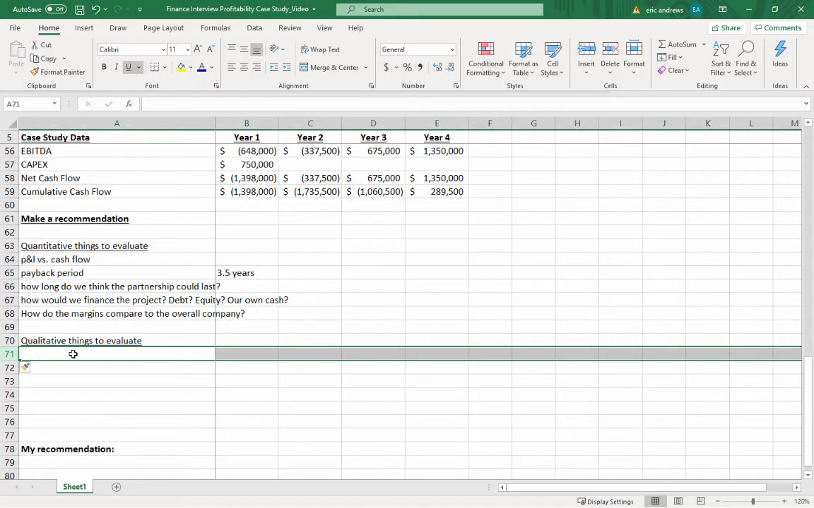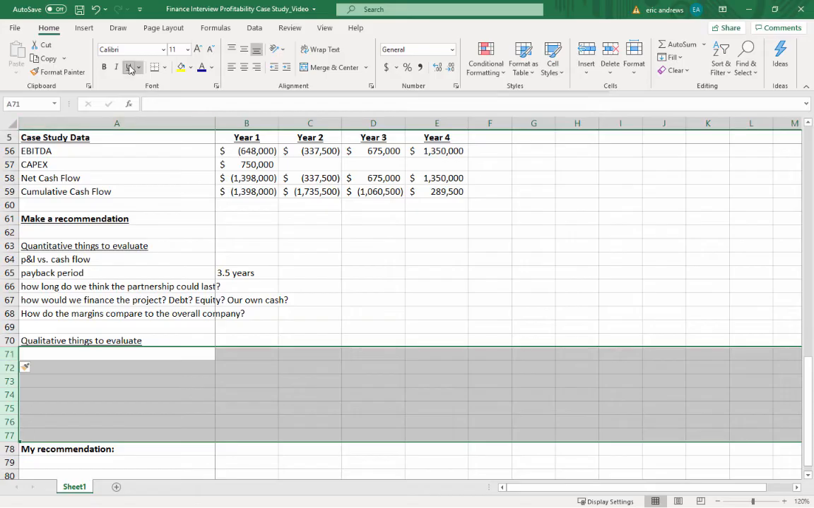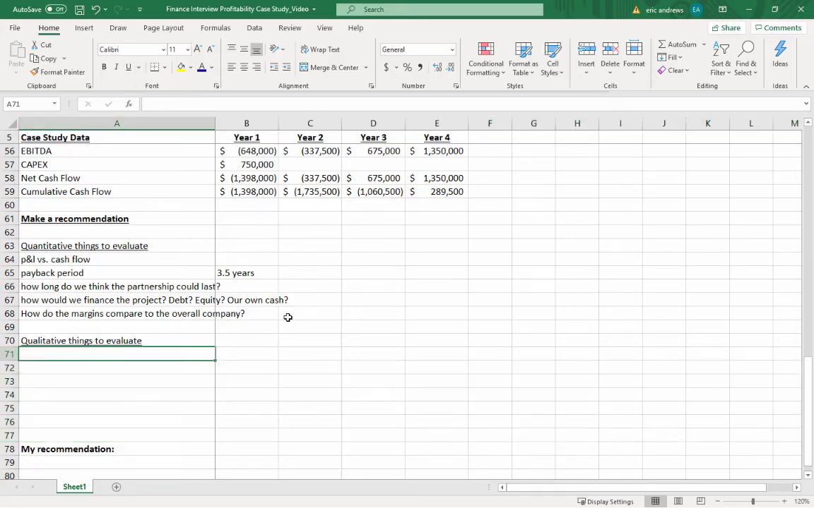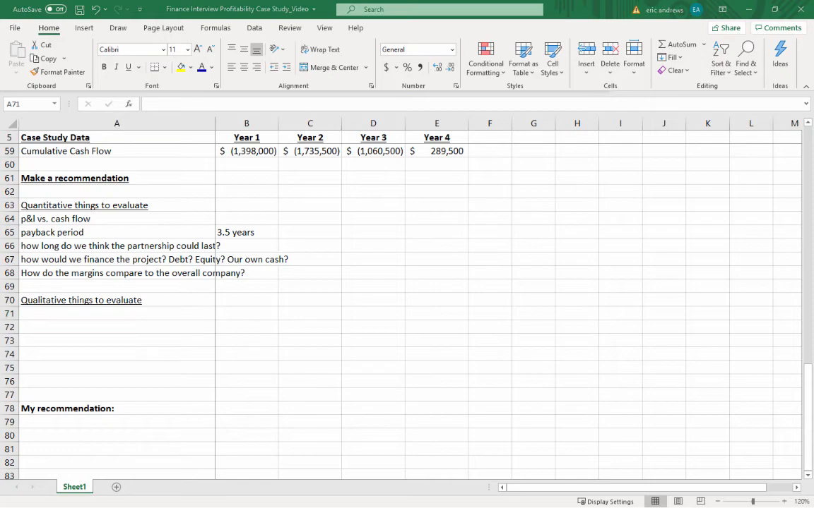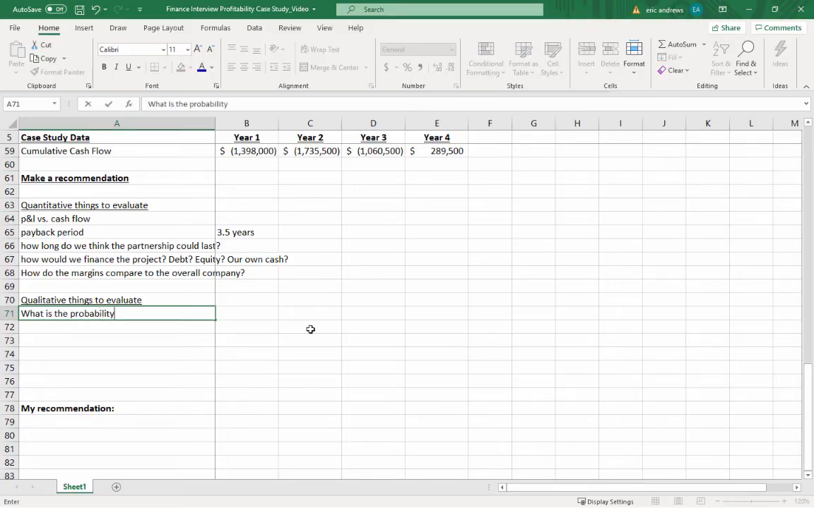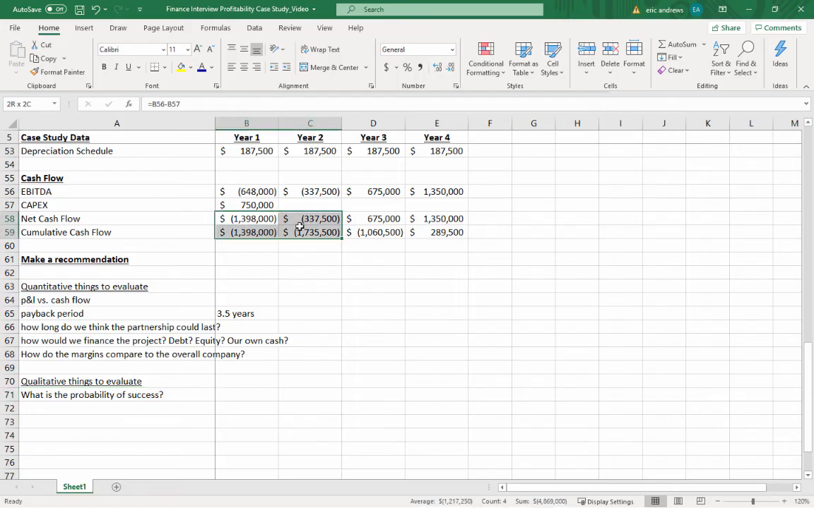Finally, the thing that's interesting about recommendations is there's no right or wrong recommendation. You just want to take into account all the pieces of information. So qualitative things. What is the probability of success? Is this a partner that we've partnered with before? Do we know them? Are they a successful company? It could be that this partnership is very risky. We think it has a low probability of success. If that's the case, then risking a couple million dollars up front could be very dangerous.